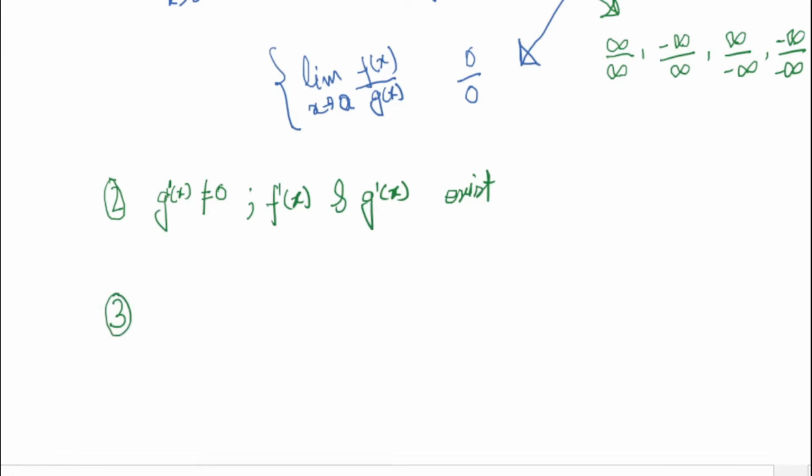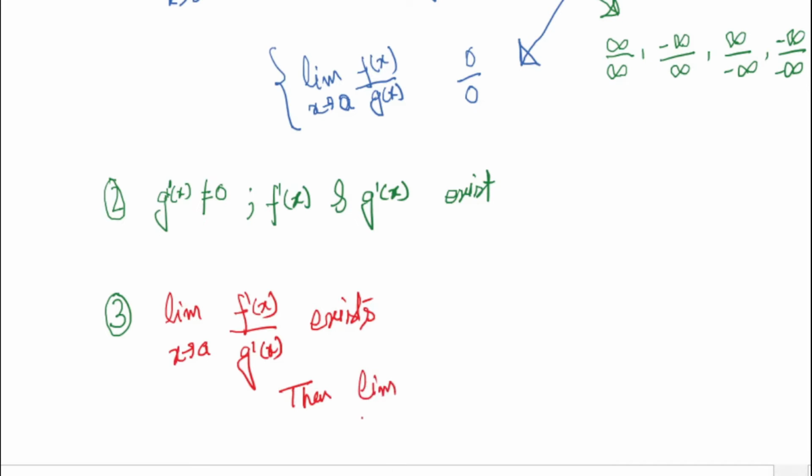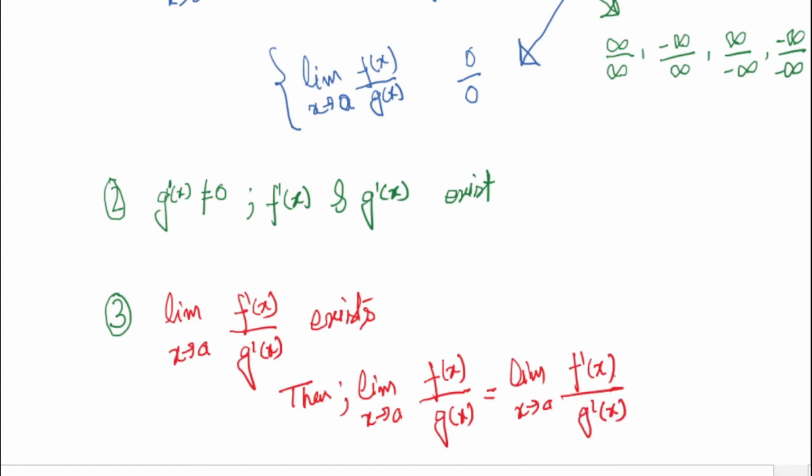The third property, let me change the color. Yes, the third property is: limit x tends to a, f dash x upon g dash x. If it exists, then what we can say is limit x tends to a, f x upon g x is equal to limit x tends to a, f dash x upon g dash x. So these are the three properties which we can check for L'Hopital's rule.